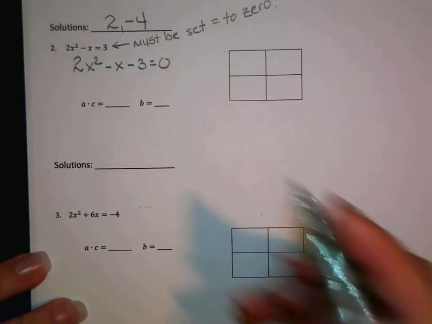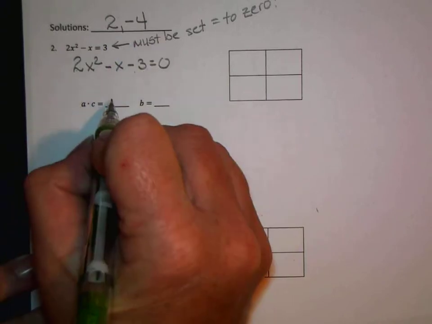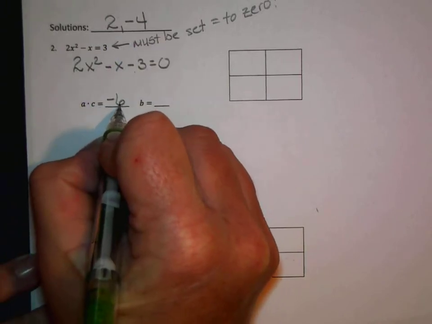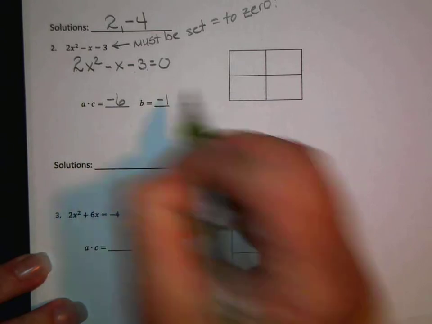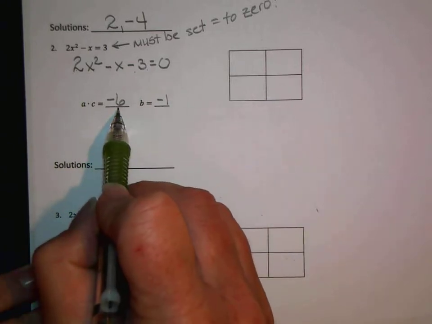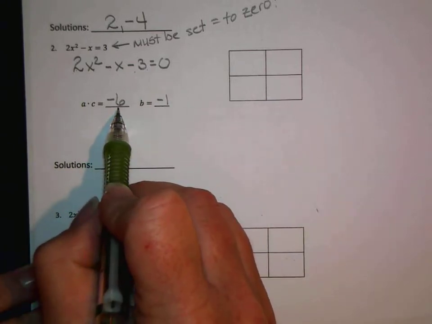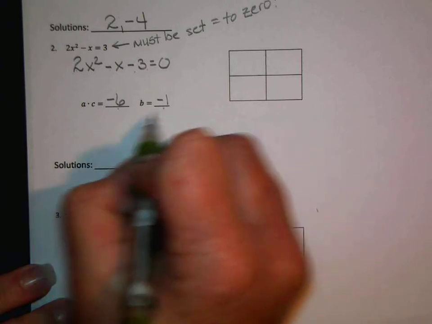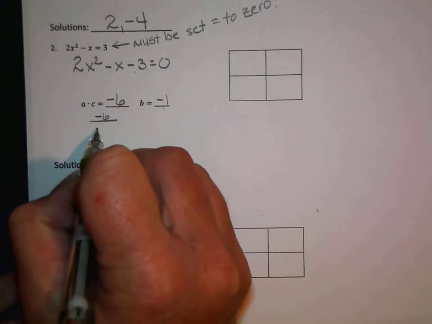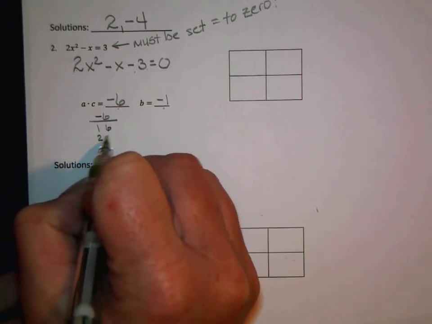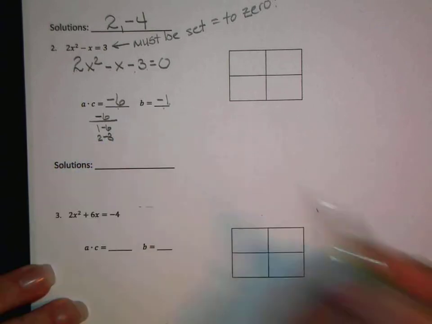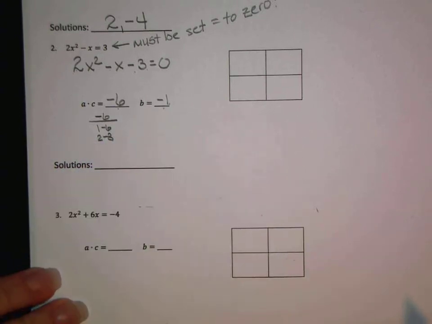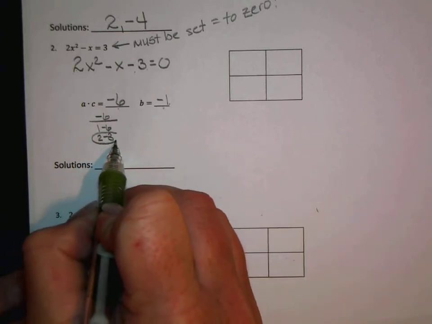And again, you're going to do what you always do. A times c, 2 times -3 is -6, and b is -1. So when I multiply them together, I'm going to get a negative number, so that means I'm going to have two different signs, one positive and one negative, and the larger number is going to be negative. So my factors of -6 are 1 and 6, 2 and 3, and recall your larger number is negative, so I'm going to put a little negative symbol here. So what when you add them together gives you a -1, and that would be 2 and 3.